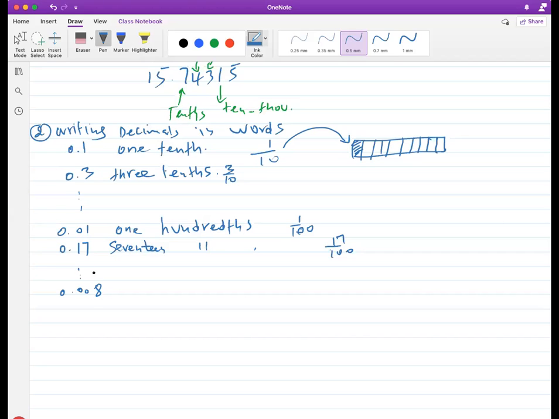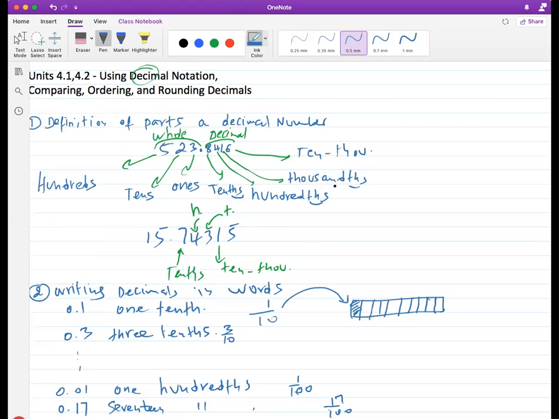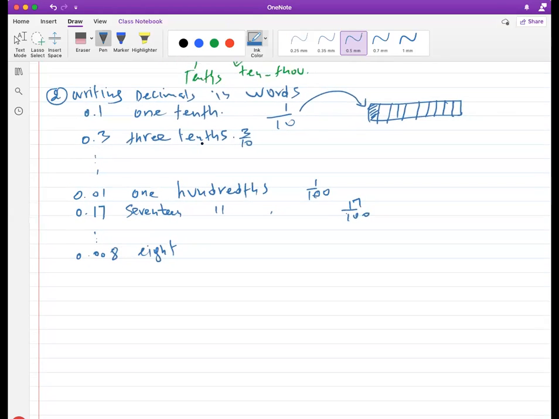What is this decimal? 8 what? Thousandths. That's right, 8 thousandths. Again, thousandths with th, not the regular thousands. The regular thousands would be here, but thousandths means 1 out of 1,000.